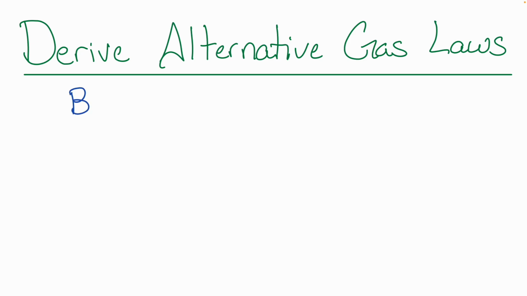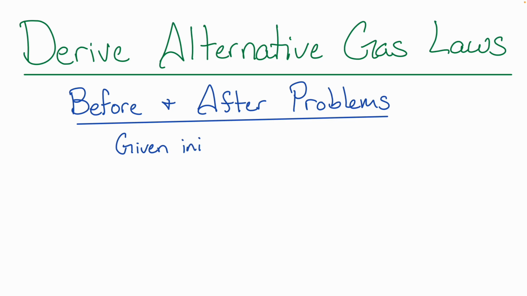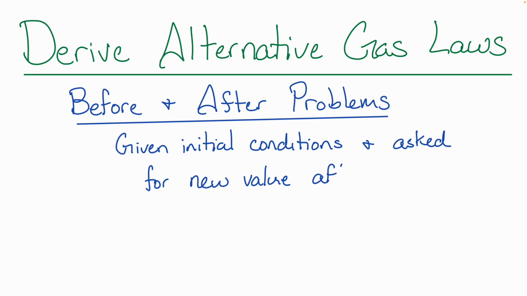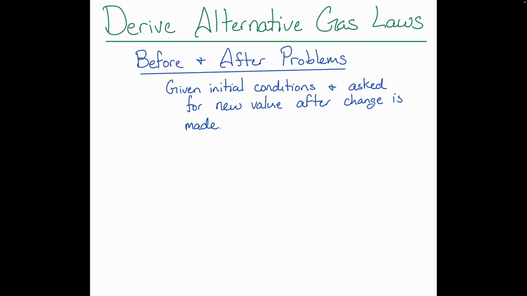All right, and so these are kind of like, I don't really know what to call them other than like before and after kind of problems. Meaning that you're given initial conditions about some of your variables in the ideal gas law. And you're asked for a new value after a change is made. All right, so let me put down, and I feel like if we just kind of learn by example here, it might be more efficient.